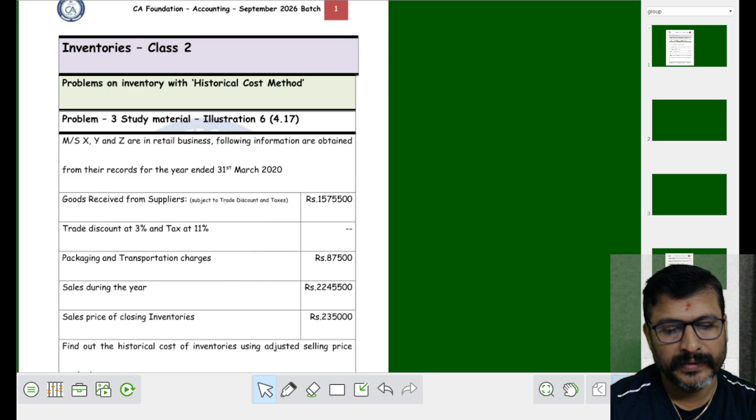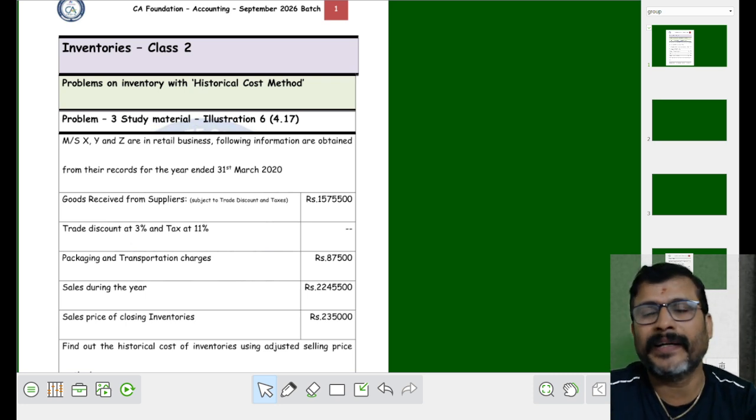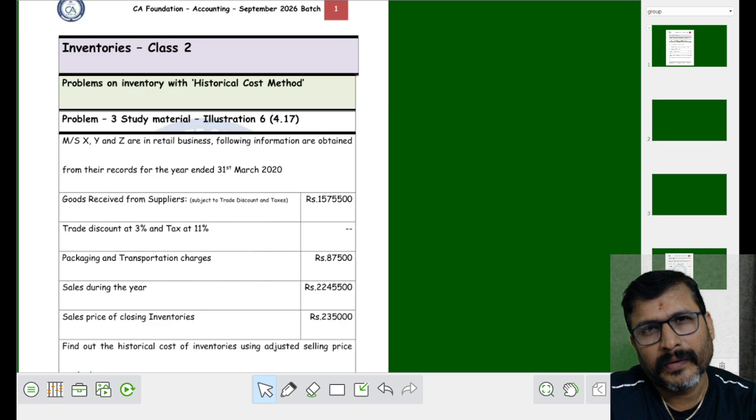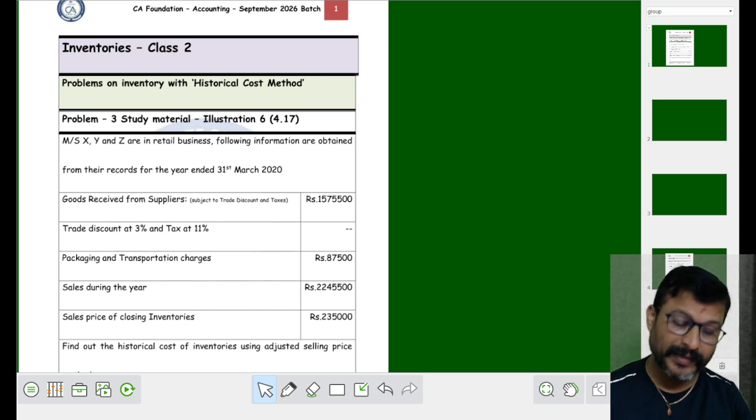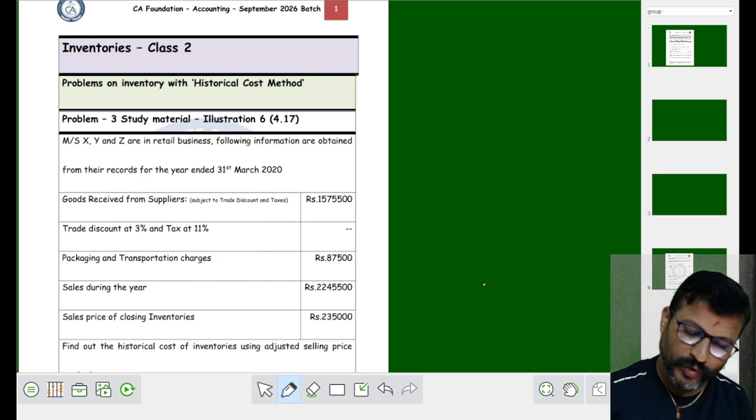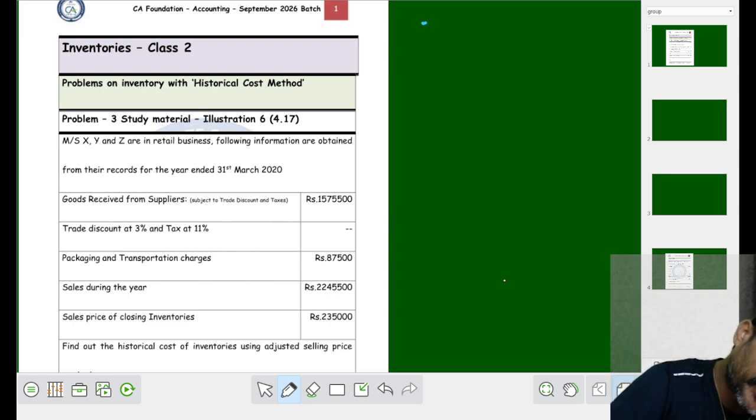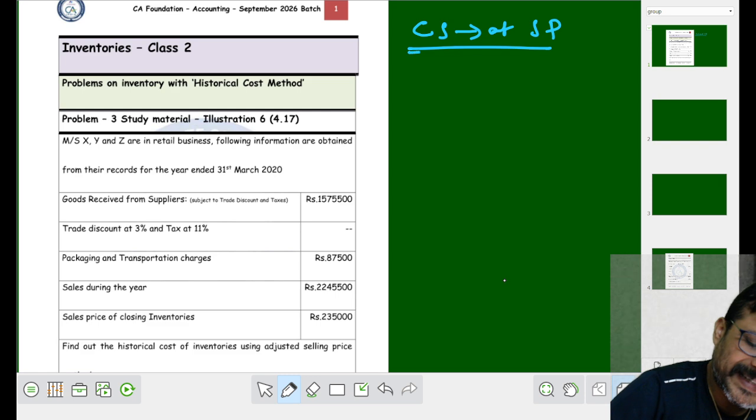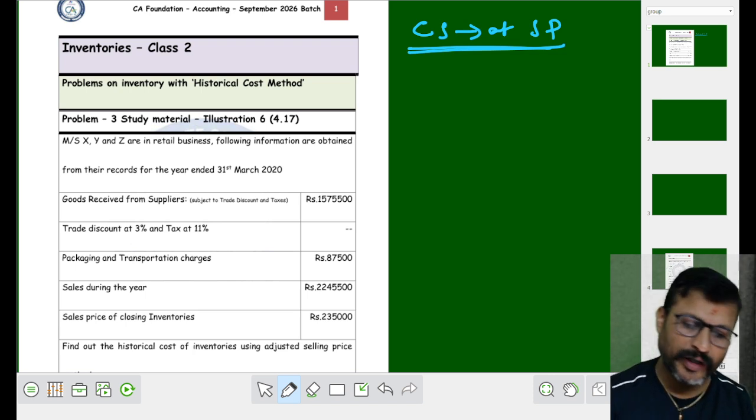See, my dear student, recently we started chapter 4 of our CA Foundation, that is Inventory, right? In that, one class is already completed wherein two problems were solved. Remember when we have to use the historical cost of inventory. When to use it? We have to use the historical cost method when the closing stock is given at selling price. We have to use the adjusted selling price method, that is the historical cost method.